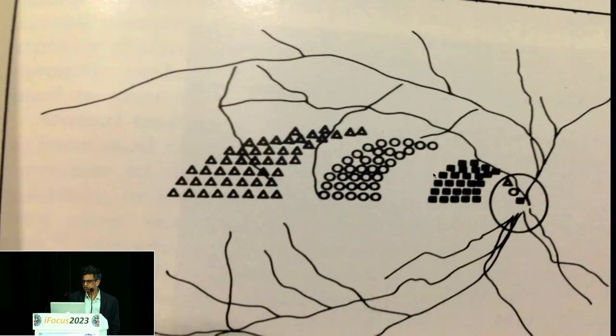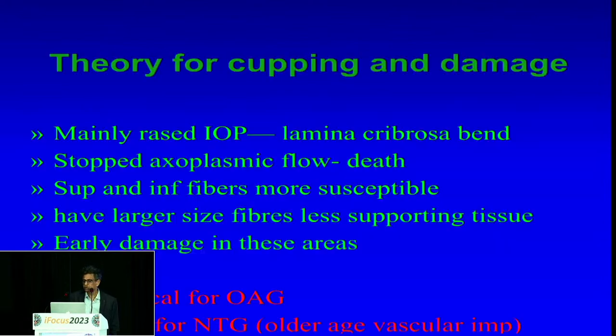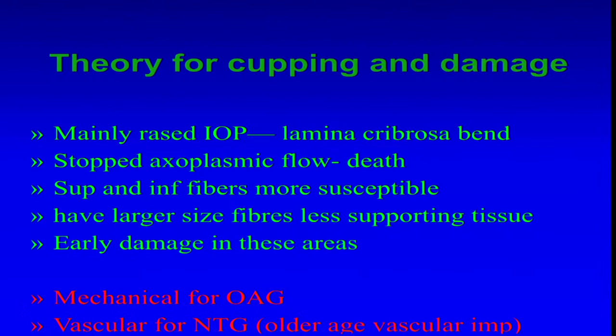Okay, and that is why if the central area is affected over here, the fibers are dying here, you'll get this effect. These are all arcuate scotomas, and if it is right in the periphery, you'll get a nasal defect in the periphery. Okay, so you can correlate, obviously, if this area is going superiorly, inferiorly, then you'll get a superior defect, a superior nasal large defect over here because pretty much everything is wiped out inferiorly. And what was the damage? We already discussed that. The lamina cribrosa will bend and stop the axoplasmic flow. Inferior and superior fibers are more affected. Mechanical primarily for OAG and vascular for NTG.